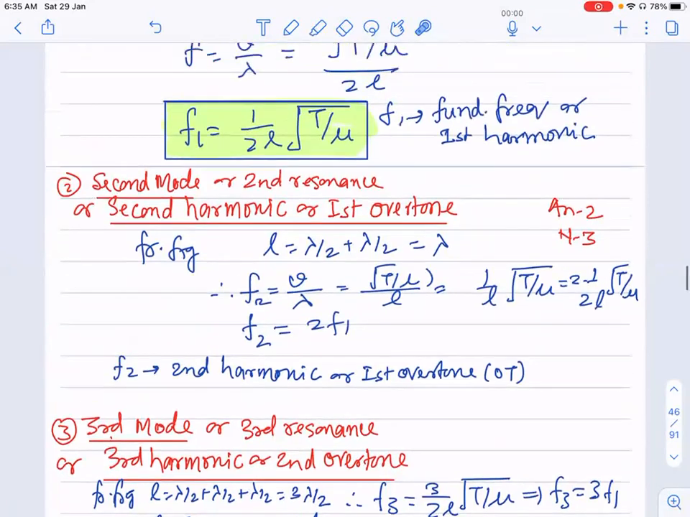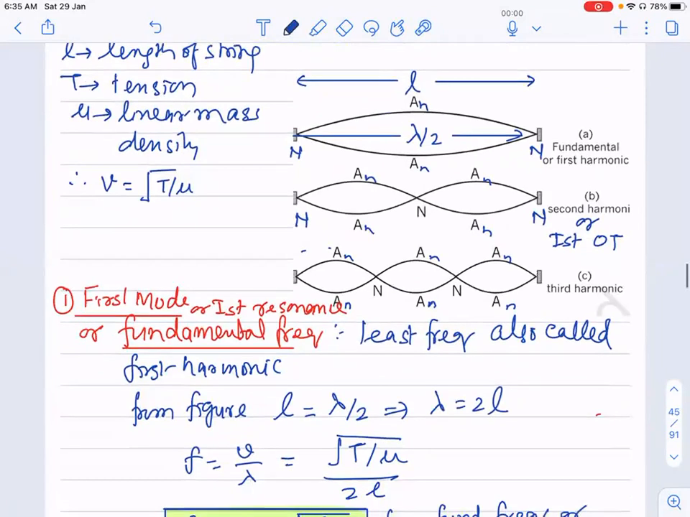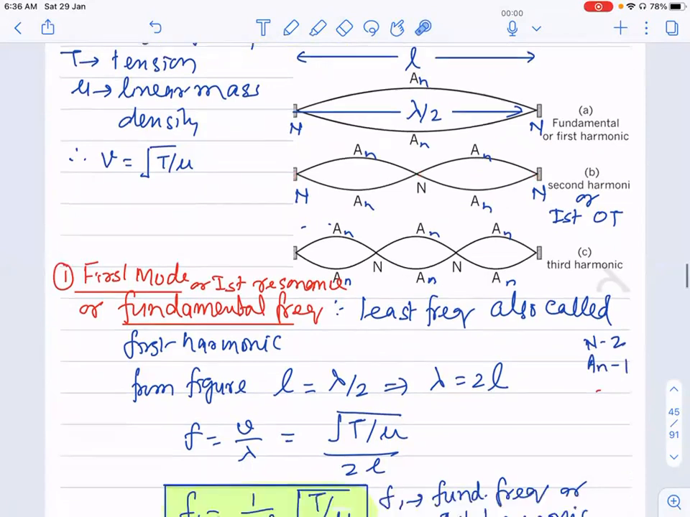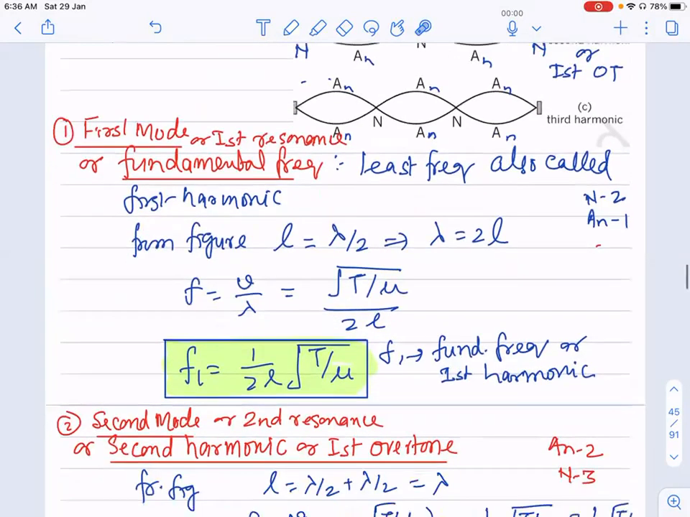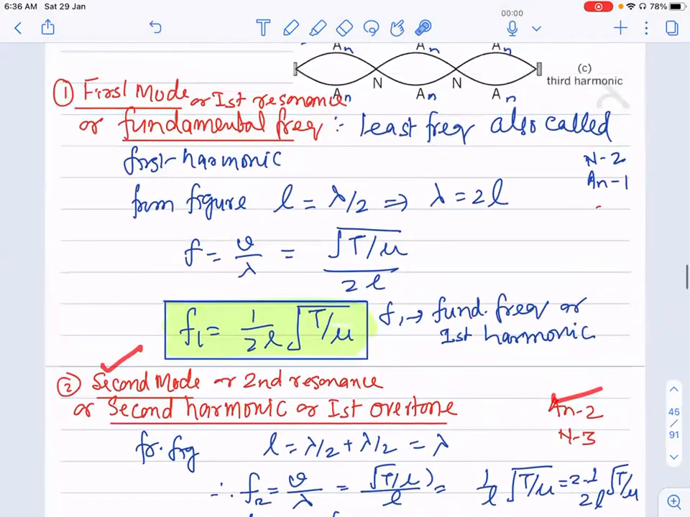How many nodes are formed in this? Tell me the nodes. In the first case, in the fundamental mode, how many nodes are there? 2, and antinodes is 1. In the second mode, how many are formed? 1, 2, 3 nodes and antinodes are 2. So in the second mode there are 2 antinodes, in the first mode 1 antinode.